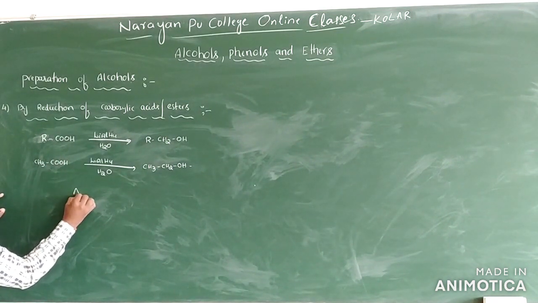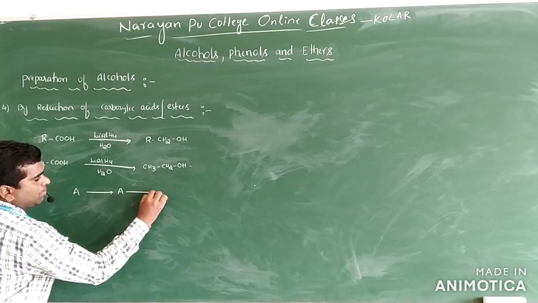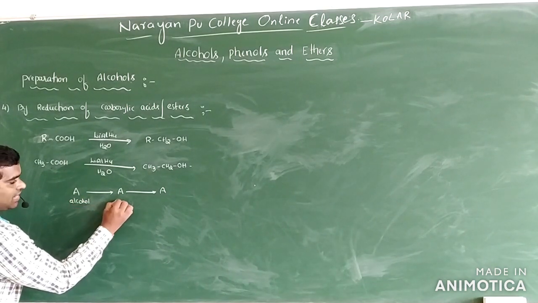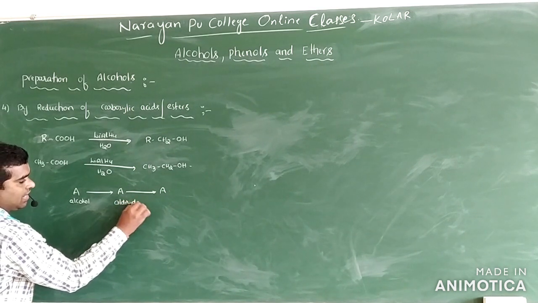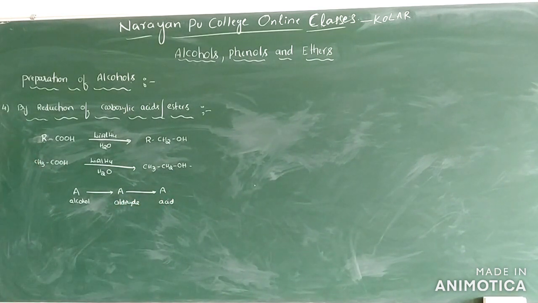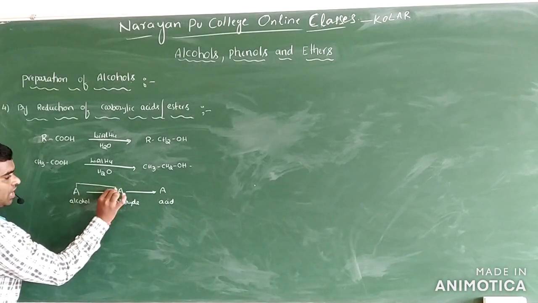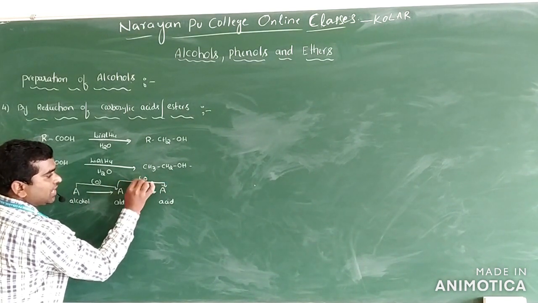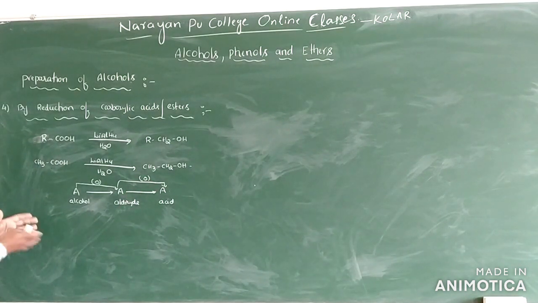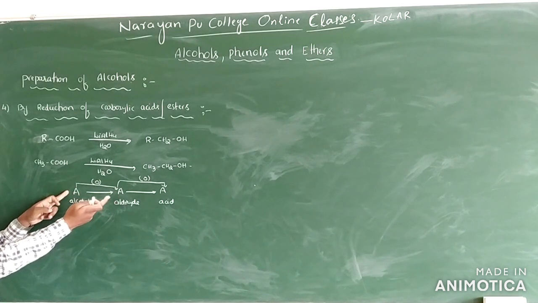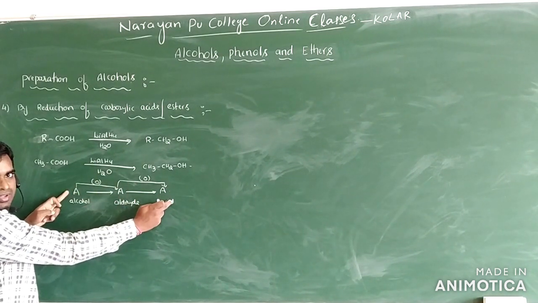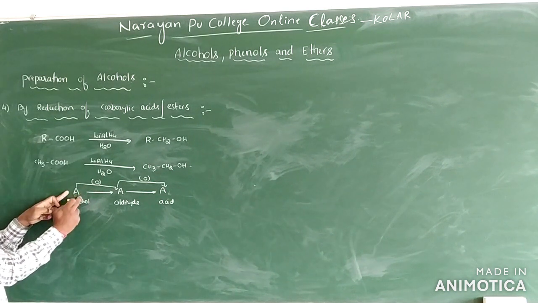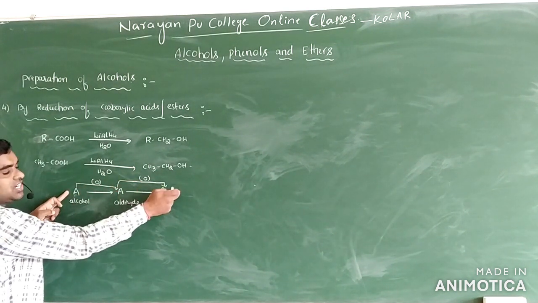Simple. Remember one process here, just to remember. A means alcohol, this A means aldehyde, and this is acid. Clear? If you do oxidation of alcohol, you will get aldehydes. Aldehyde oxidation gives acids. If you take a powerful oxidizing agent, alcohols are directly converted into acids. With a weak oxidizing agent, alcohol converts into aldehyde. If you use another oxidizing agent, it will be converted into acid.